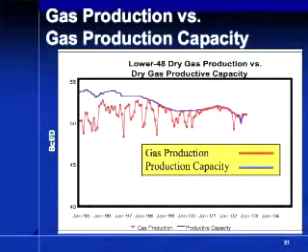Gas production versus gas production capacity. Our production capacity and the production. So we're producing just about at our capacity right now. Next.